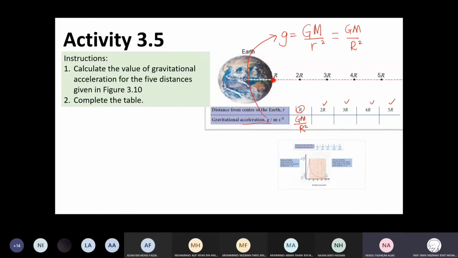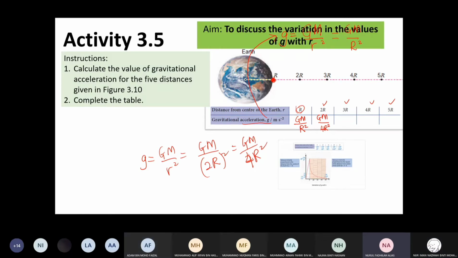Okay, so when we have 2R, what's the answer? Saya bagi 5 minit. GM over 2R squared. 2 ke? 4. 4R squared. Kenapa? Just now the formula is GM over R squared. But now our R is 2R. Therefore, we have GM over 2R squared. Okay, so if you do that, okay, awak buat.